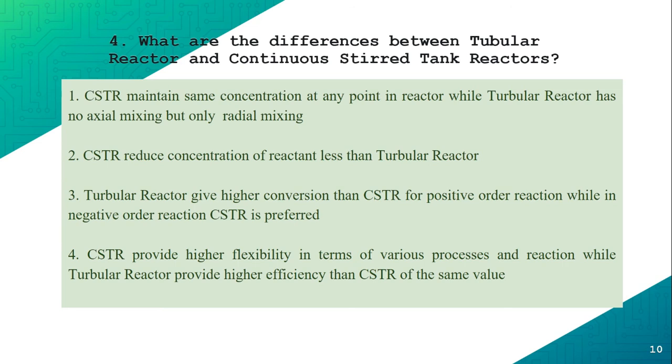The third one, a tubular reactor gives higher conversion than a CSTR for positive order reactions, while in negative order reactions, a CSTR is preferred. The last one, a CSTR provides higher flexibility in terms of various processes and reactions, while a tubular reactor provides higher efficiency than a CSTR of the same volume.